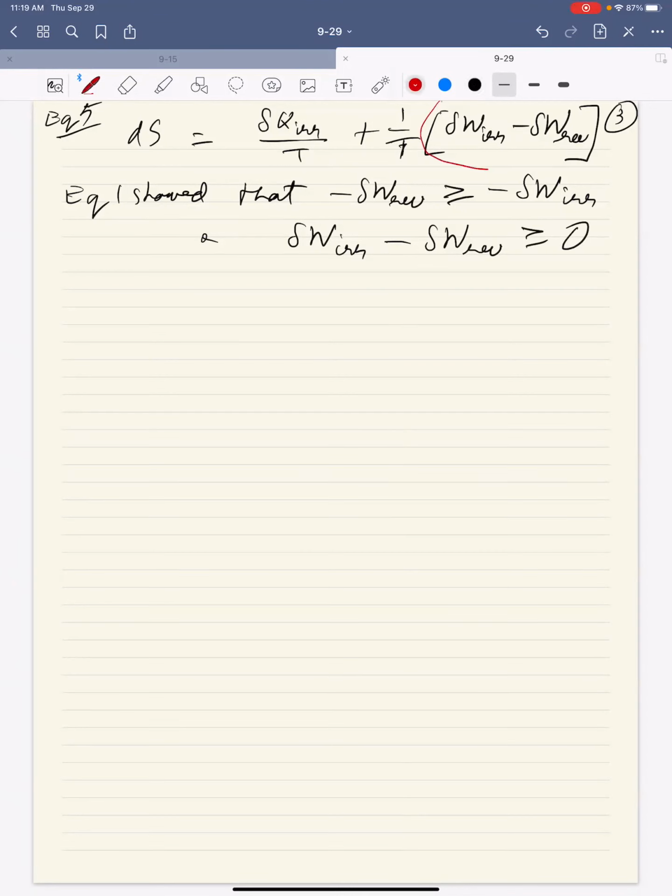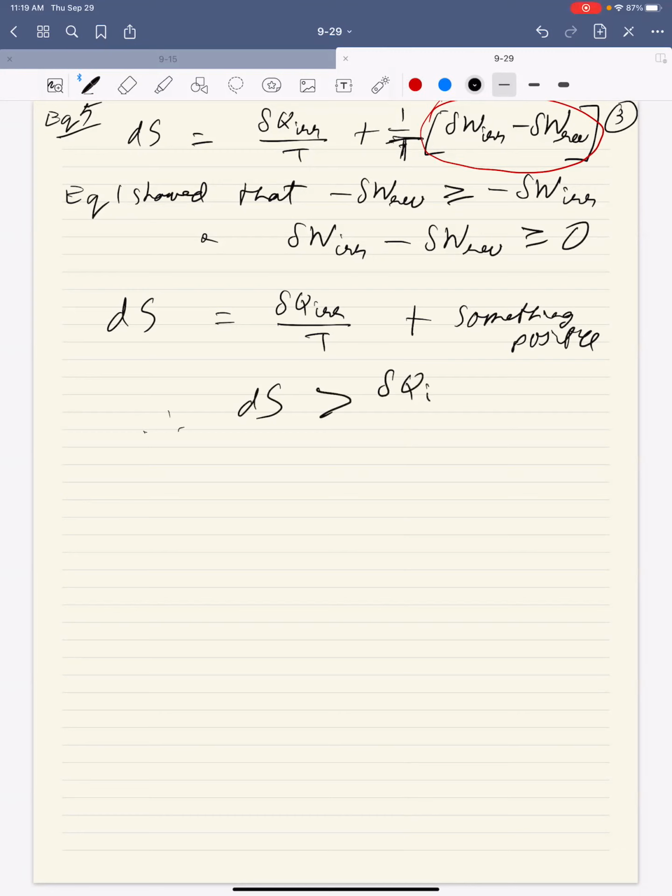What did we just show? We said that this thing is therefore more than or equal to 0, right? So what does that mean? That means that dS is equal to delta Q irreversible by temperature plus something positive. And why can we say that? Because we know temperature itself is positive, right? The denominator here, 1 over T, is positive. Therefore, dS is more than delta Q irreversible by T. Okay? So this is really simple, but really, really important.